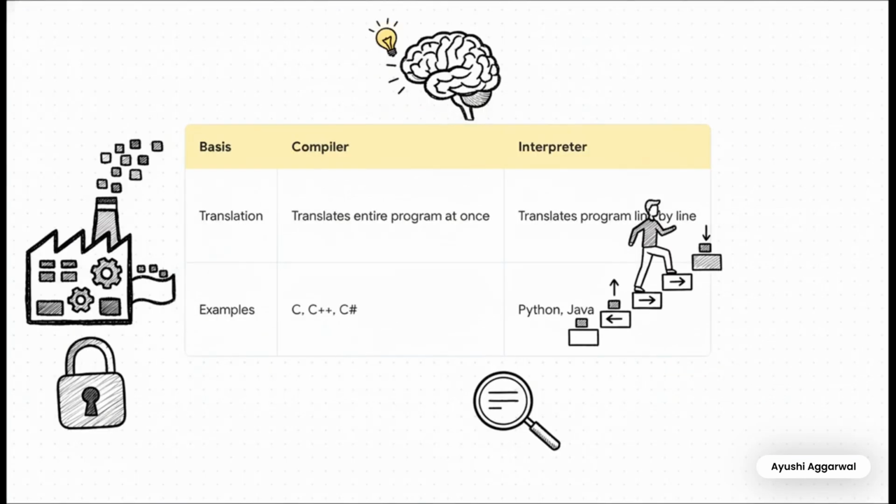So, I really want you to focus on this slide. The most crucial difference between them is this. A compiler translates the entire program into machine code all at once. In contrast, an interpreter translates the program line by line. Just remember that. Compiler, whole program at once, interpreter, line by line. That's your golden key to getting marks on this topic.